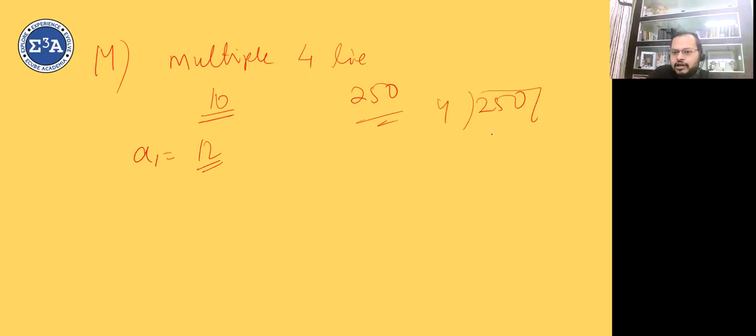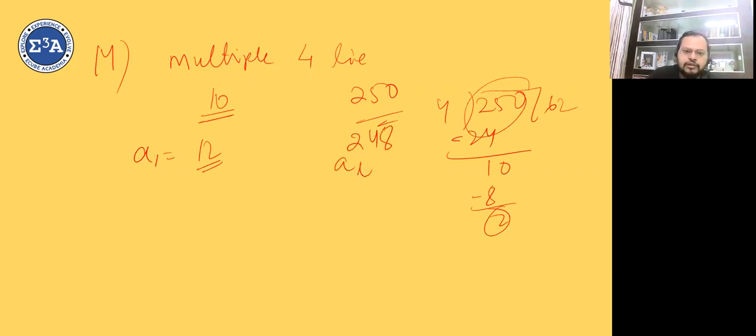4 6s are 24, 10, 4 2s are 8, remainder 2. So if you subtract 2 from 250, that is 248. So this is the last term, or say an. You know a, you know an, and d is also known, d is 4. So you have to find out n only.